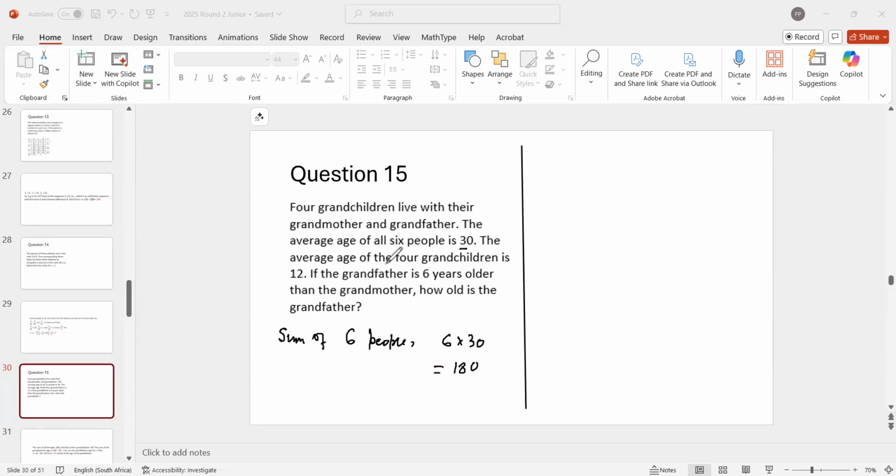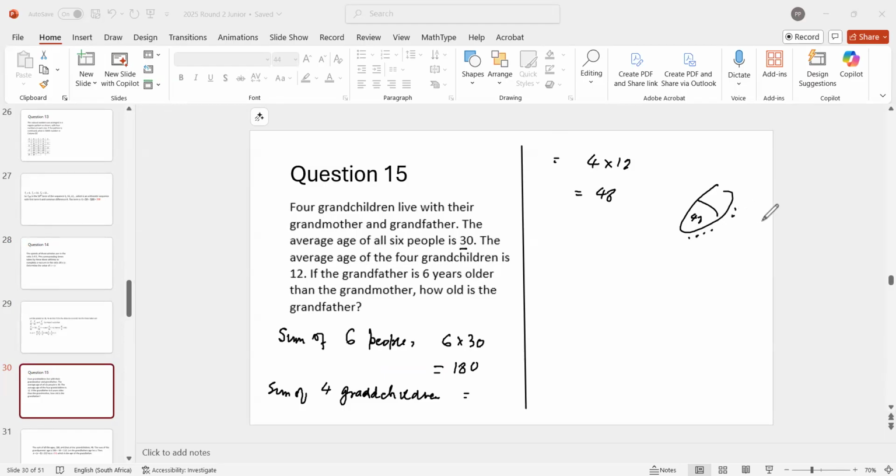Okay, and you also have the average age of the 4 grandchildren. So the sum of the ages of the 4 grandchildren, the average age is 12. So it's 4 times 12. So that's 48. So if you add the 4 people, the sum is 48. There are 4 people here.